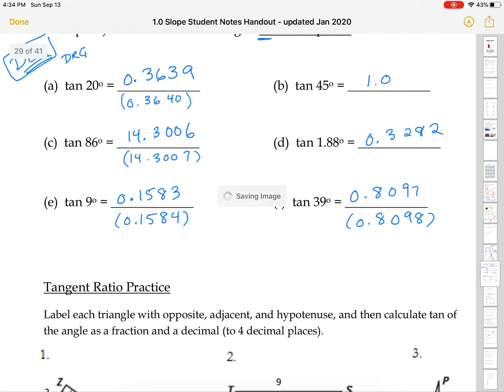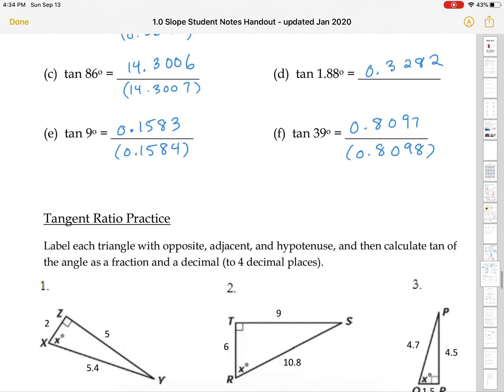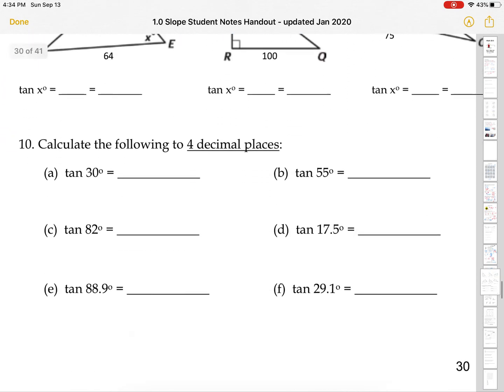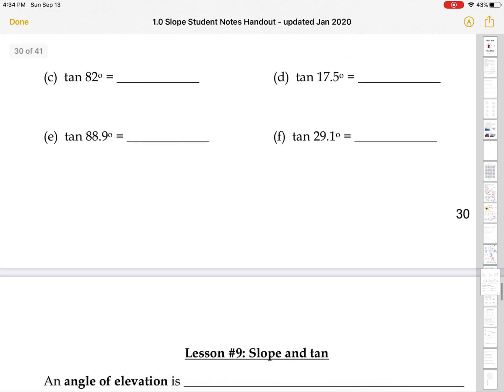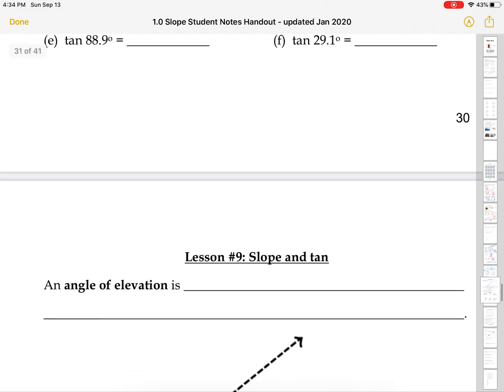Okay. Now it's time to do some practice. So you're going to practice some labeling, and then you're going to practice finding some decimal places of tan. All right.